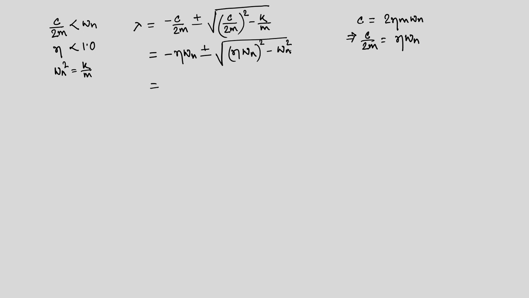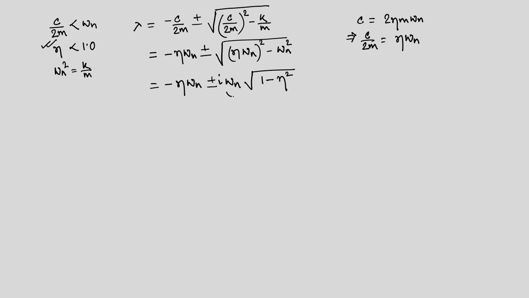So, we can take this omega n square common. So, we will have minus eta omega n, then plus minus omega n, since omega n square comes out of the square root, times the square root of eta square minus 1. Obviously, in our condition, we have eta less than 1, so eta square is also less than 1. In this case, we can rewrite this expression as 1 minus eta square, and the square root of minus 1 is i.